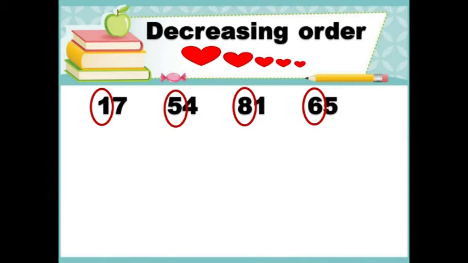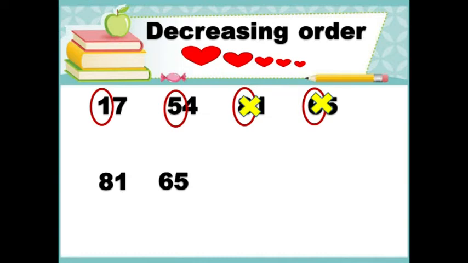Which among the four is the biggest number? Is it 1, 5, 8, or 6? So the biggest among the four is number 8. Very good. So we are going to write 81 first. Next one. We have the 65, 54, and 17. So which among the three is the biggest number? We have the 65. Very good.